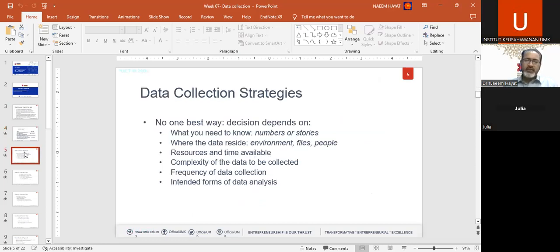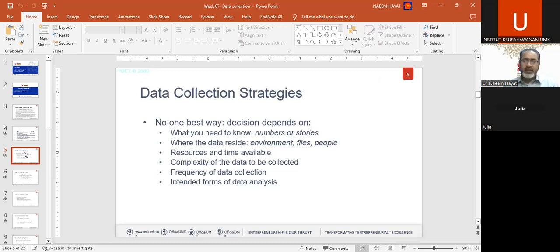As for data collection strategies, there are a number of strategies, and all of them are good enough. They have their own pros and cons, but there is no best way. It depends on your objective, what you want to understand, and what question you have at hand to answer. It means what you need to know, number or story, whether you are looking for quantitative or qualitative.